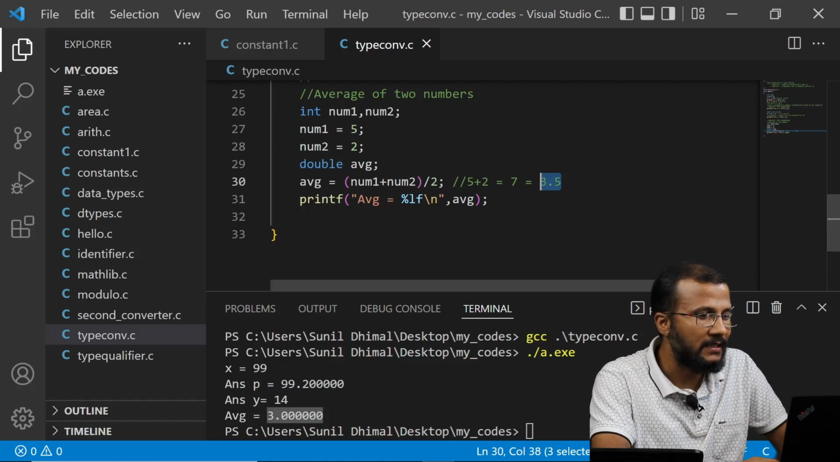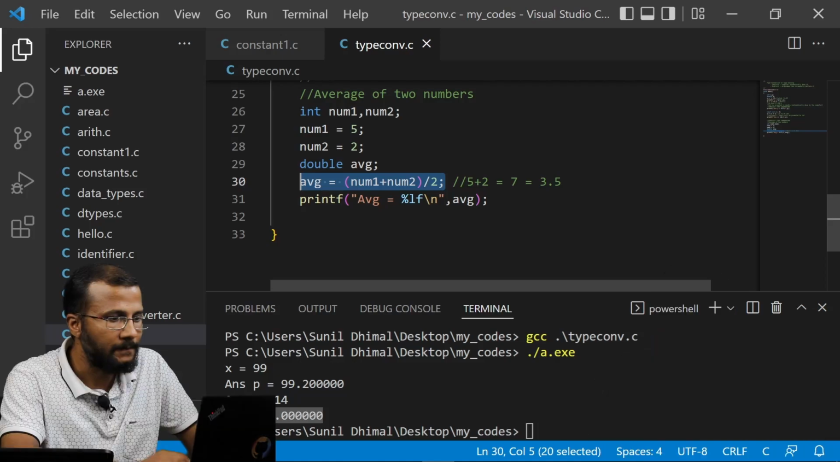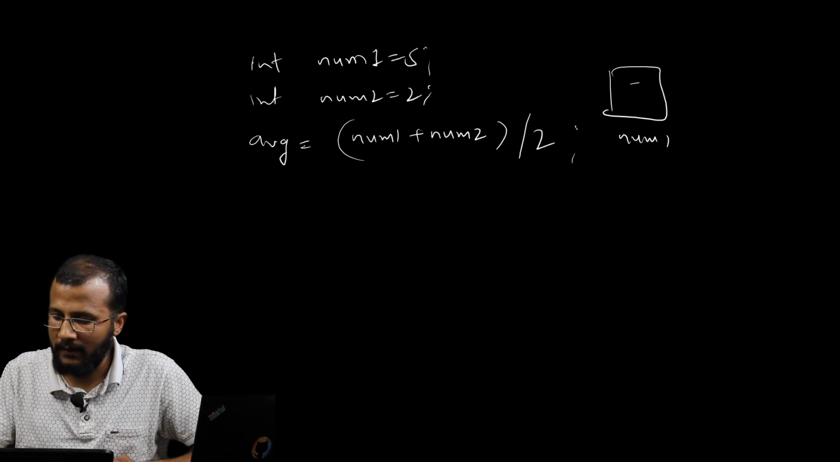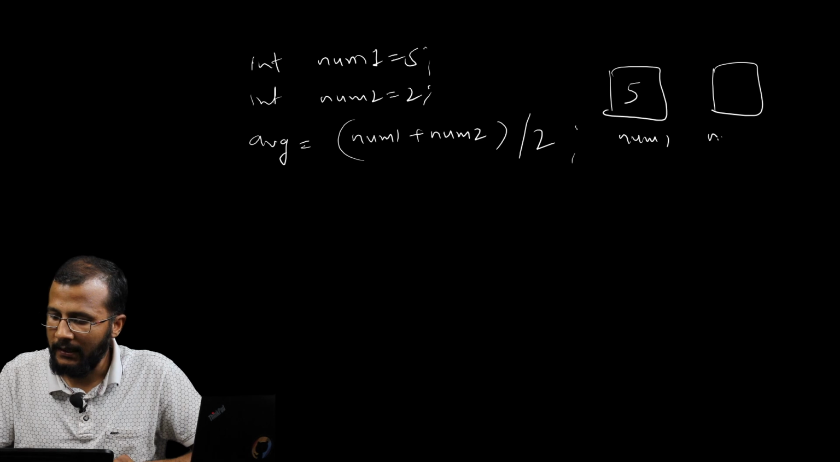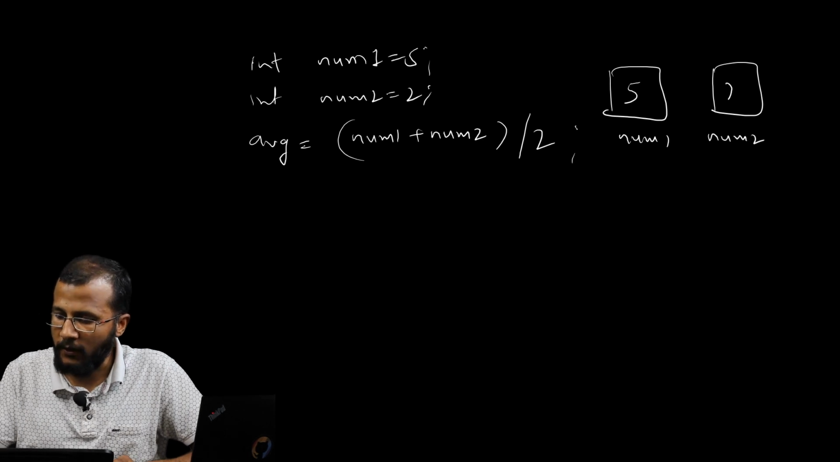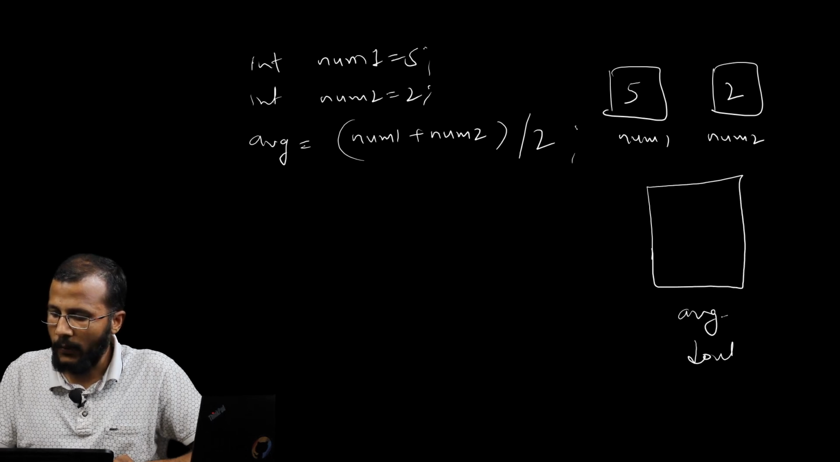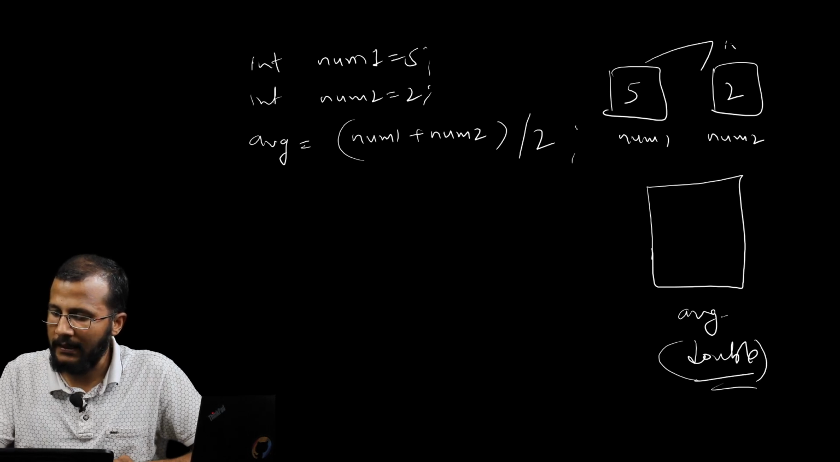Now to understand this, we first have to understand this avg example here. num1 is of type int. So let's say this is num1, a storage box wherein 5 is stored inside the memory. Similarly, one more box is created, called num2, where the value 2 is stored. And there's one more box, a bit wider, because it is of type double. This is avg, wherein I will be storing my average value, and both of these are of type integer.